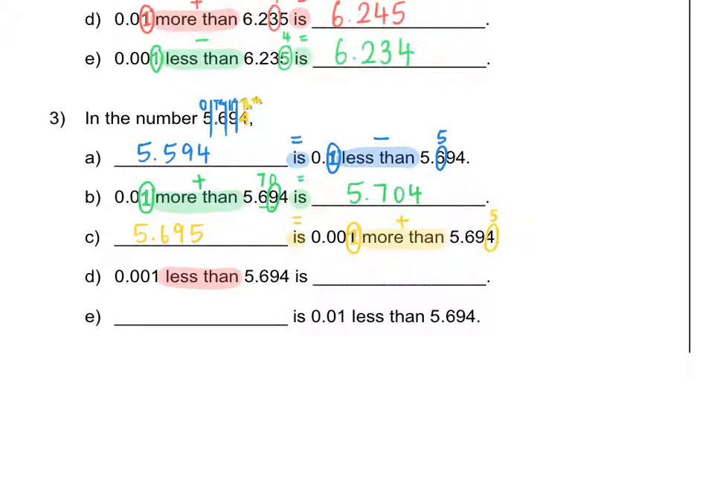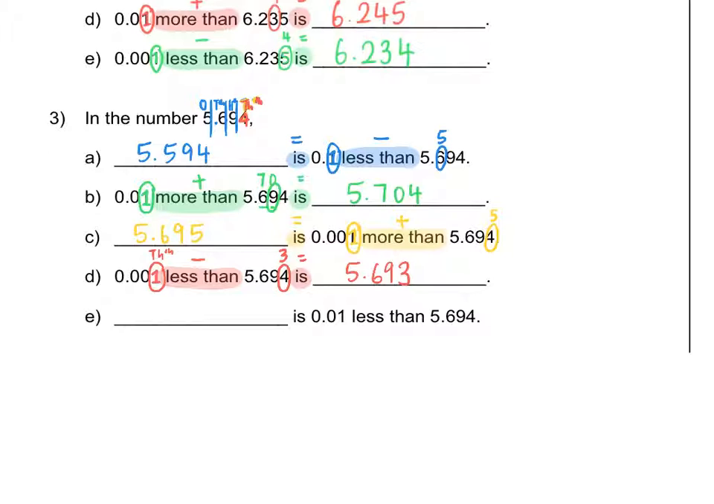And for part D, let's take a look at part D. 0.001 less than 5.694 is what? Okay, so we label. Less than means minus, is means equal. Okay, focus on the place value that is changing. In this case it is the thousandths place. Same thing, the thousandths place is actually the digit 4. So we focus here. 4 minus 1 is a 3. We have an answer of 5.693.